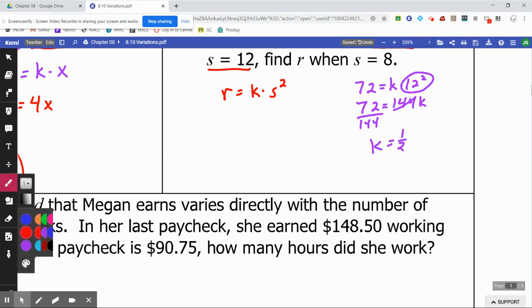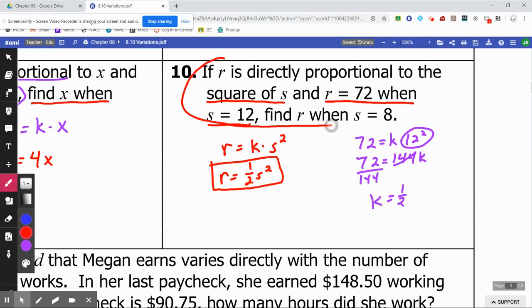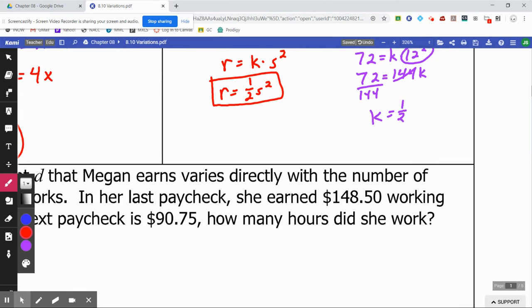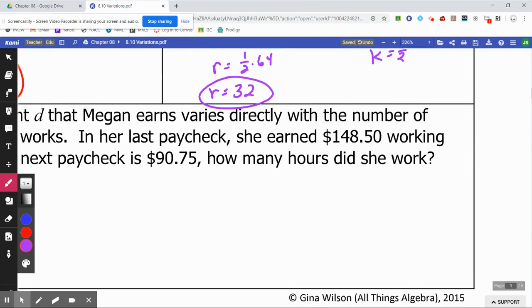Now back to our formula, we can take out the K and put in the 1/2. We now know the constant of variation. So now we have a formula for this scenario, or for this entire group of equations. Now they're saying find R when S is 8. So we're looking for R when our S value is 8. We're going to do 8 squared is 64. So R would be 1/2 of 64, which is 32. So when S is 8, our R value would be 32.